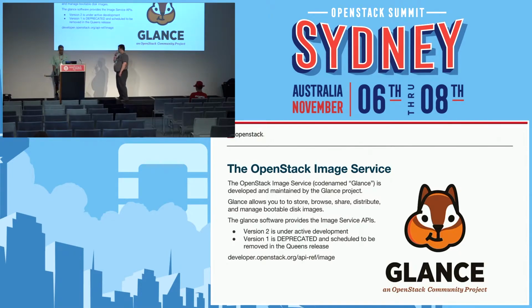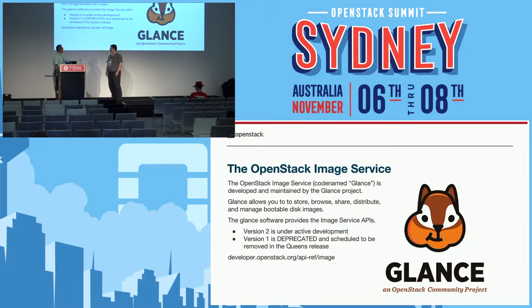And the Glance software provides image service APIs. Currently there are 2 versions. Version 2 is the one that's under active development, and version 1 has been deprecated for 2 cycles and is scheduled to be removed in the Queens release. So you can look forward to not having to worry about version 1 around anymore.